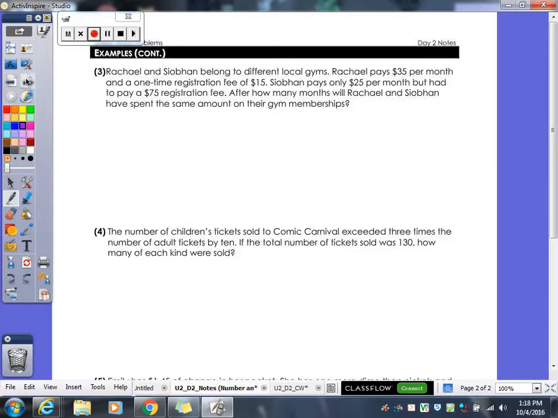Lots of words in this one compared to the other ones. But ultimately, what are we trying to find? Does anybody know? We're trying to find how many months. So we're going to say let m equal number of months.